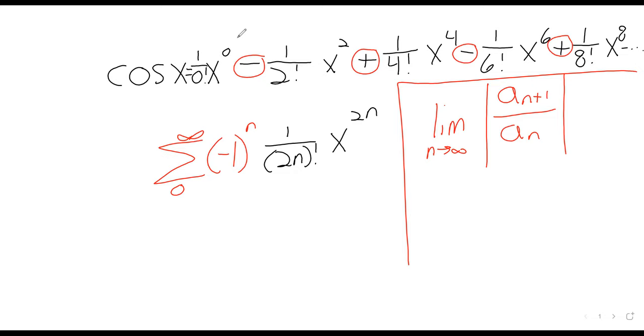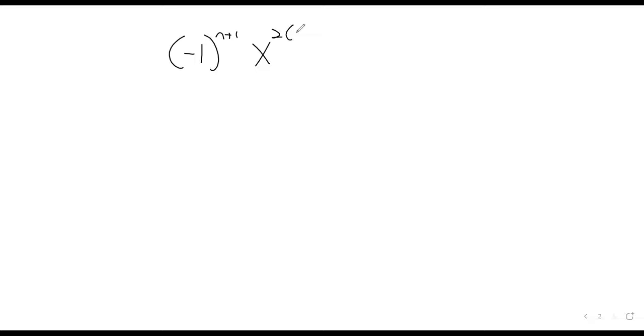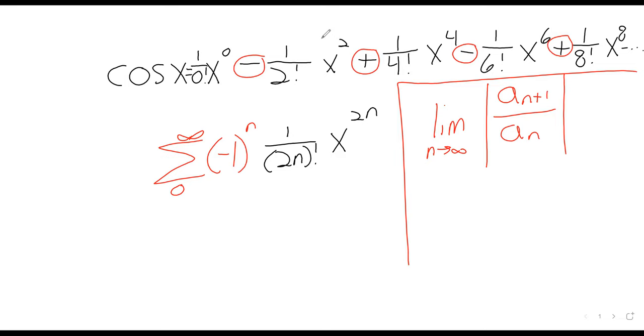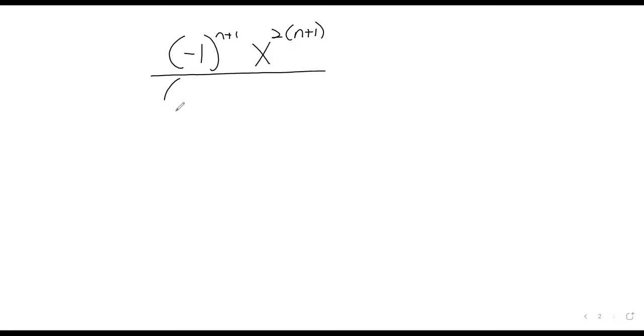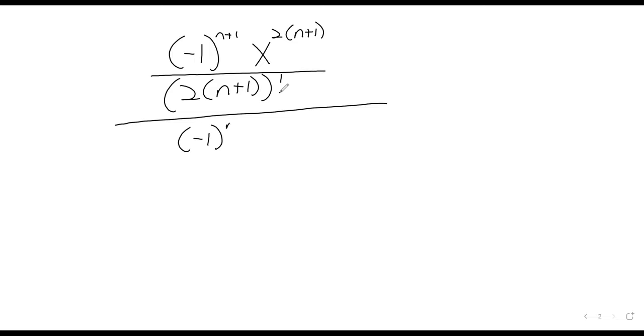Negative 1 to the n plus 1, x to the 2n plus 2, and in the denominator, 2 times n plus 1 factorial, and if we then divide this by negative 1 to the n, x to the 2n over 2n factorial. Oh, this is an ugly looking fraction, isn't it? Well, there's not much to be done about that.